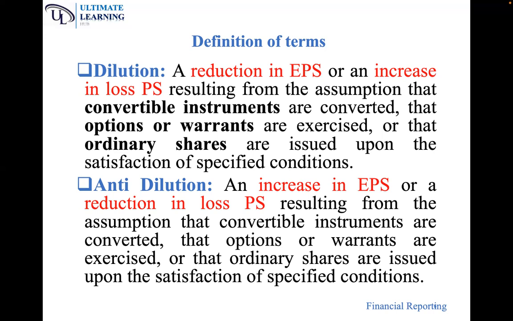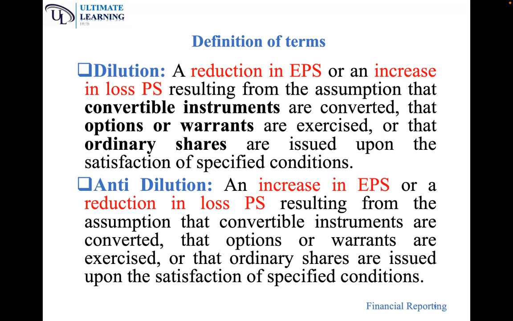Dilution is a reduction in earnings per share or an increase in loss per share resulting from the assumption that convertible instruments are converted, options or warrants are exercised, or new shares are issued upon satisfaction of certain conditions. So basically, it's a reduction in EPS. The EPS must come down, but if it's a loss, it must increase. And it must result from convertible instruments converted. We have already given examples of potential ordinary shares. So if convertible instruments are converted, options or warrants are exercised, and number 3, ordinary shares are issued upon satisfaction of specific conditions, in that case, it's dilution.